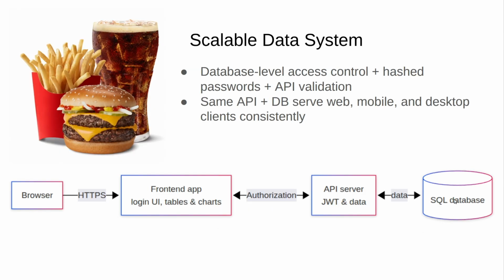All right, then we have the full meal. So you have the double burger plus the fries and the drink to build a scalable data system where we store the user data and the hashed passwords. So remember, the hashed passwords cannot be changed back into the normal password. We're going to store everything into a SQL database. So we are going to have database level control over the hash passwords plus the API validation. We'll have the same security model across web, mobile, and desktop clients.